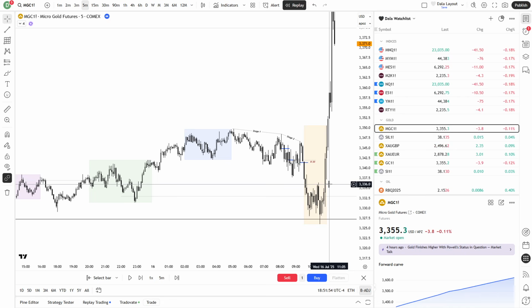But overall, I saw a lot of the GxT traders take this trade. So props to you guys. This was super clean.